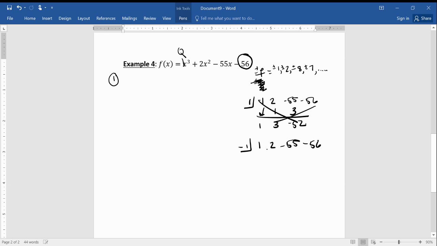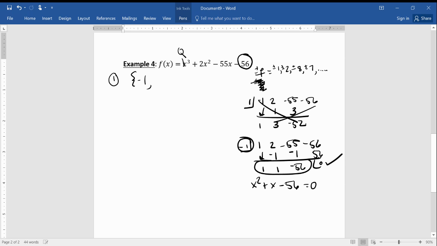Just doing some synthetic division here. I'm going to double check my signs here. Oh, that's supposed to be negative. I knew something wasn't right. Look, it worked. Yay! All right, so that means -1 is one of those zeros. Let's list that. And what's another name for a zero? X-intercept. Yes. So what I want you to do is grab your answer, factor it, find those other zeros.